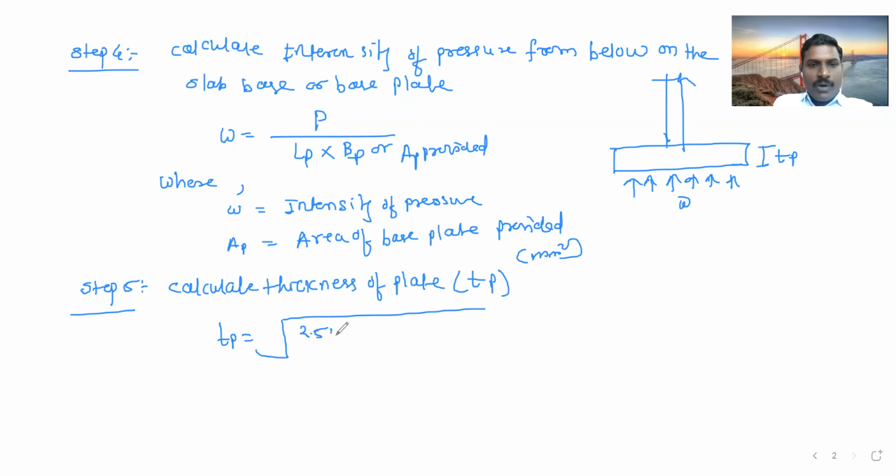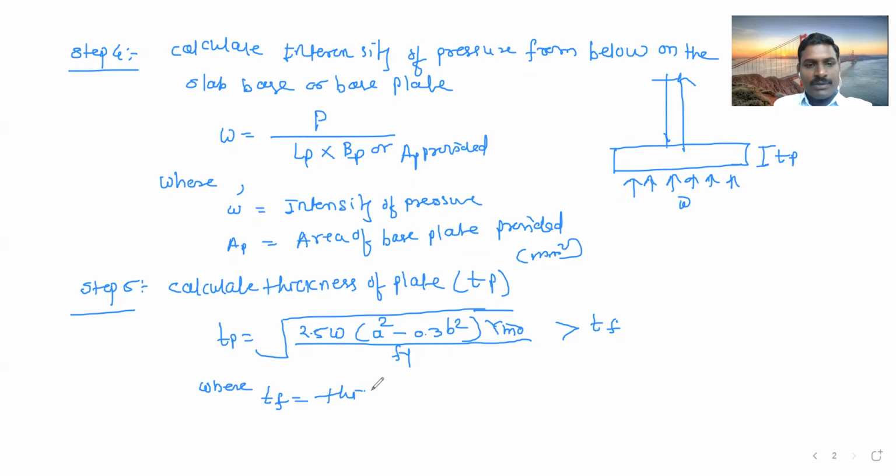TP equals the square root of 2.5 into W, that is the intensity of pressure, in bracket a square minus 0.3 b square, into gamma m naught divided by fy, and it should be greater than the thickness of flange. Where TF is equal to thickness of flange.